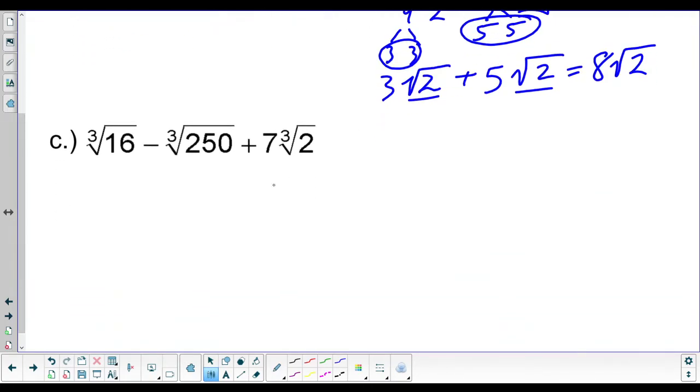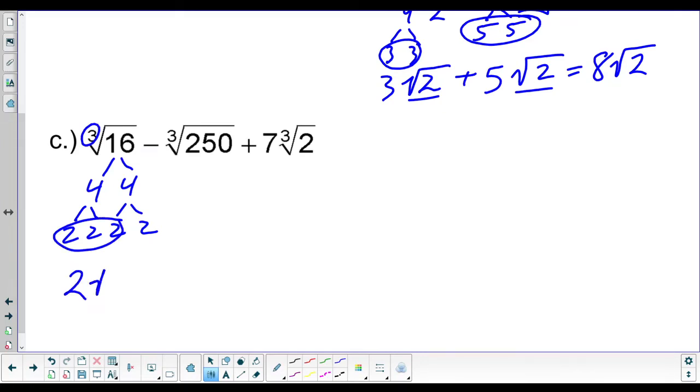All right. Now we look at this one. We have to try and simplify. So we're going to factor 16. This is 4 and 4. This is 2, 2, 2, and 2. So we make a group of 3 numbers. So 2 comes outside. Cube root, we have to keep the radical the same. If this was a cube root, this is a cube root also. The 2 that didn't get a partner stays inside.